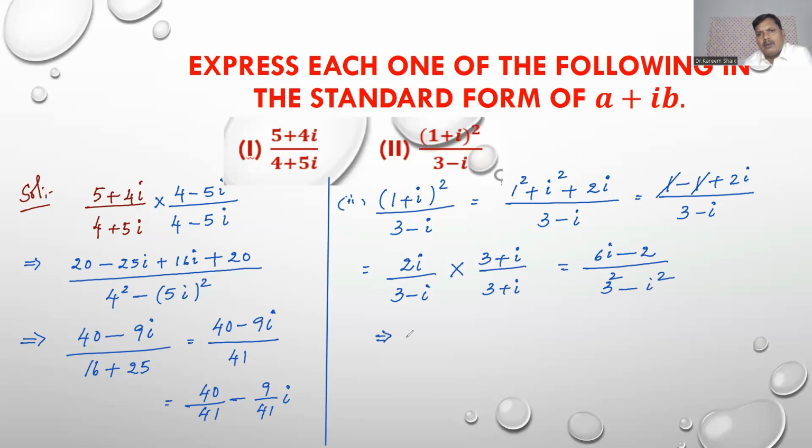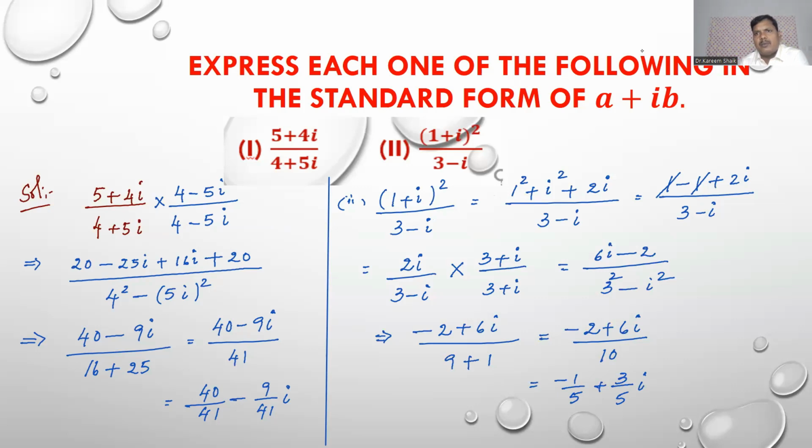What will we get now? We get minus 2 plus 6 iota upon 3 square, which is 9, and iota square is negative 1, negative of negative is positive. So it becomes minus 2 plus 6 iota upon 10. Can I write it as negative 2 by 10, which is negative 1 upon 5, and 6 upon 10, which is 3 upon 5 iota. I hope these two problems are clear. Now we will discuss the next problem.